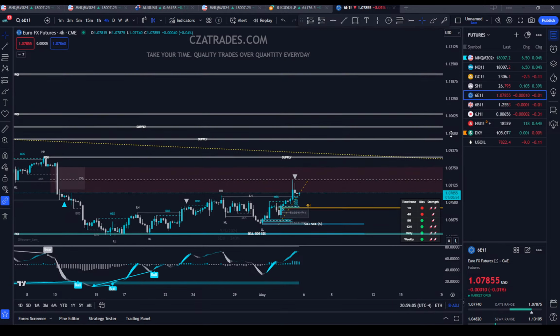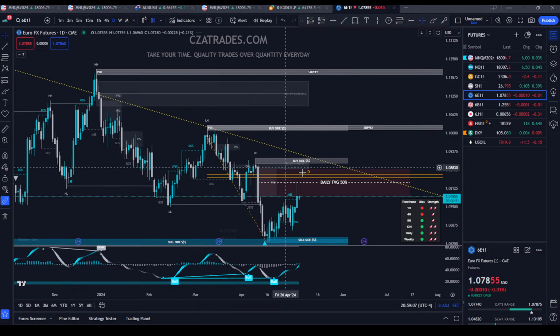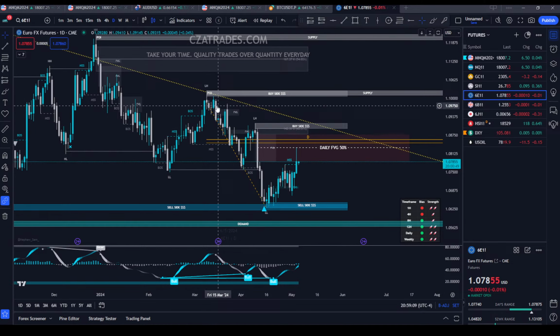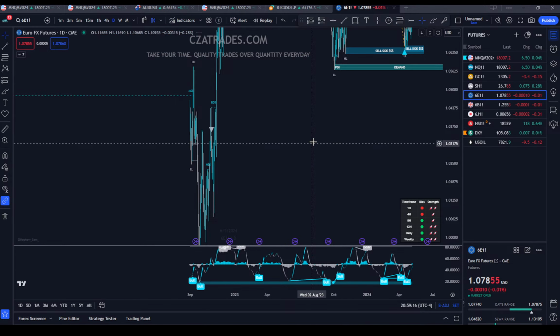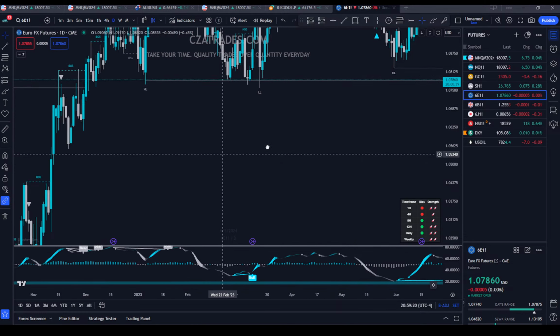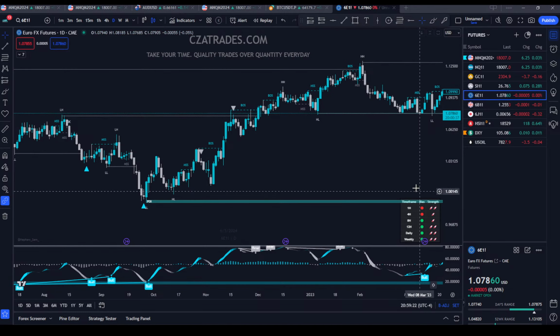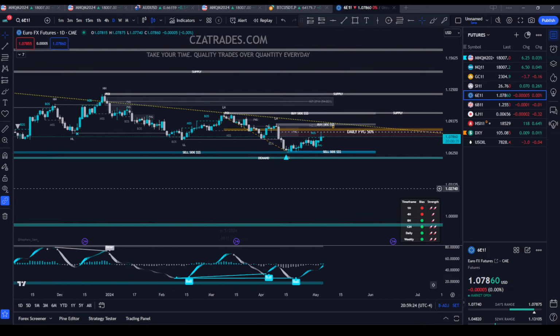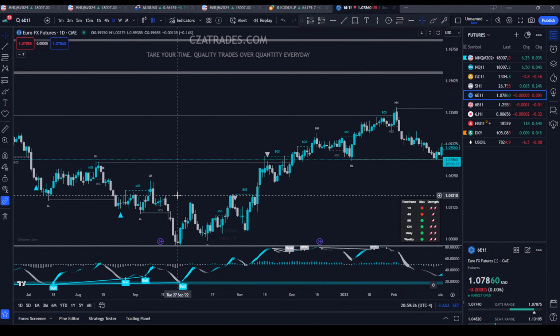What are we looking at on daily? Yeah, daily tapped into this. There's nothing else. Every other fair value gap has been tapped into and mitigated. That's close to our price action. What about if we look left? Let's do it. All right, we look left.